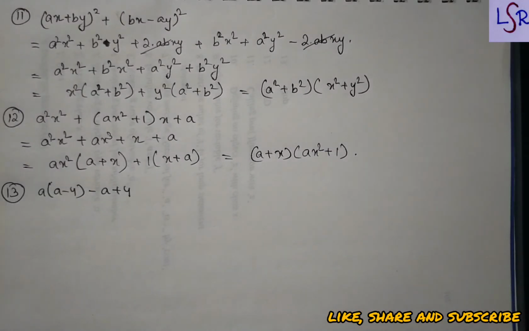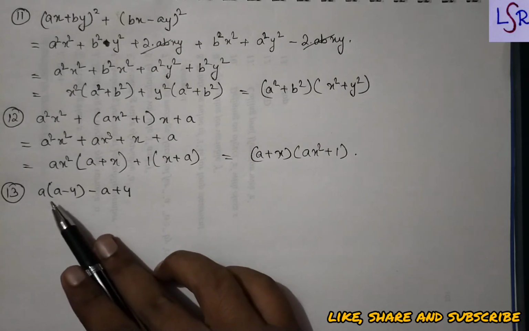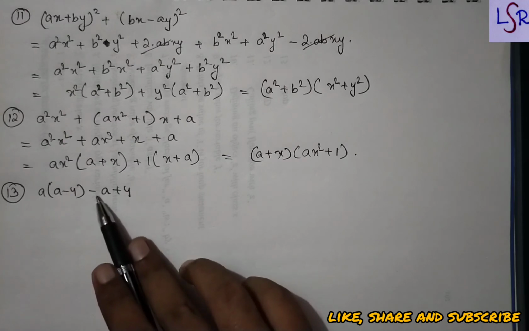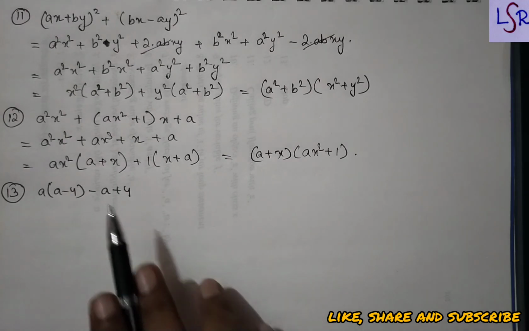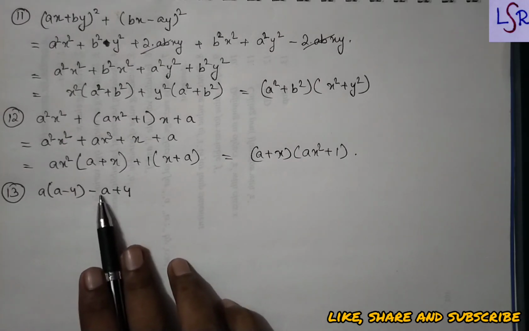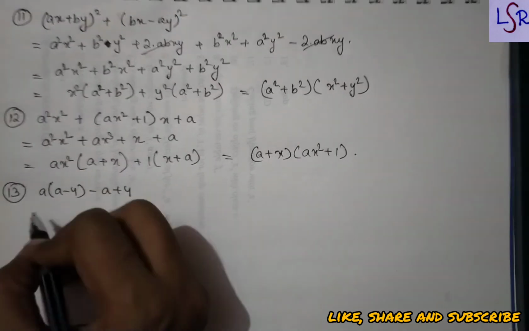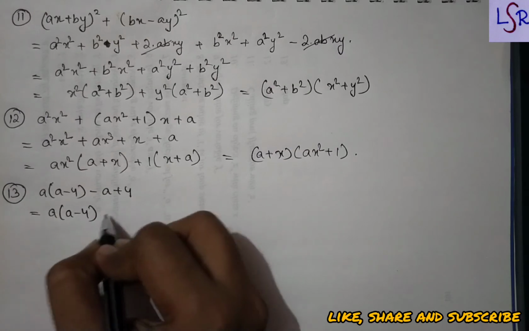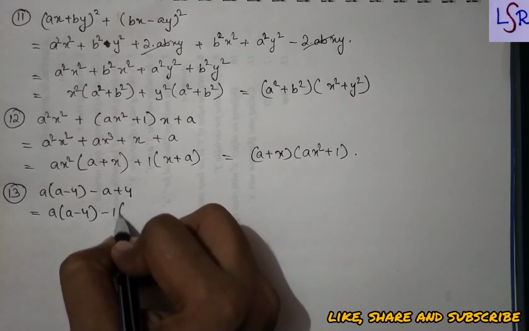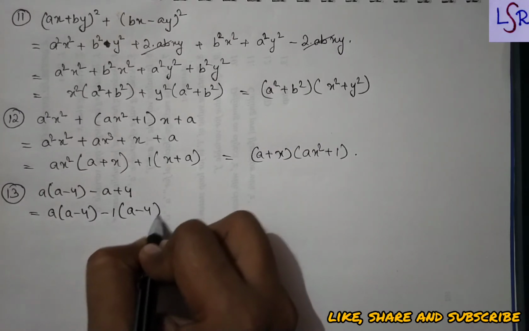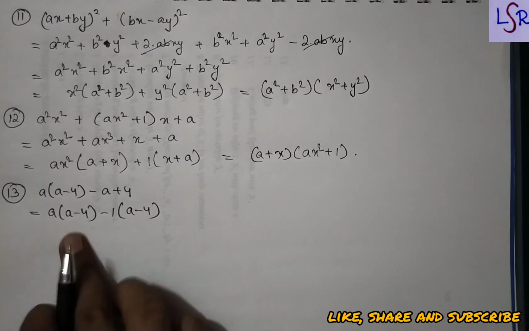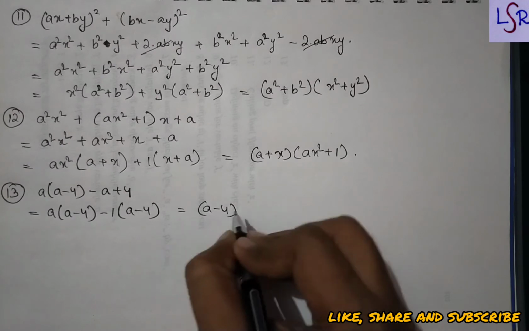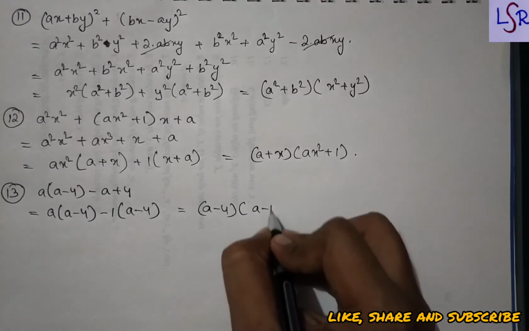Here again we see that in the bracket we have a minus 4, and here we have minus a plus 4. So we have to take minus 1 common from this one, so we can write this as a minus 4. Now on taking minus 1 common, we get a minus 4, and now the brackets are common, so we can take a minus 4 as common and we will be left with a minus 1.